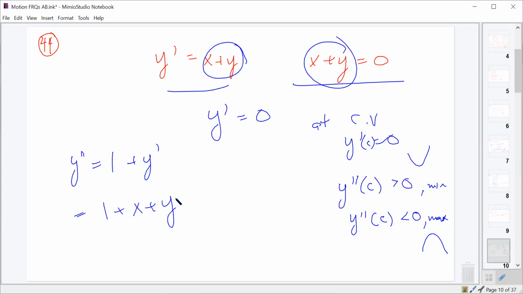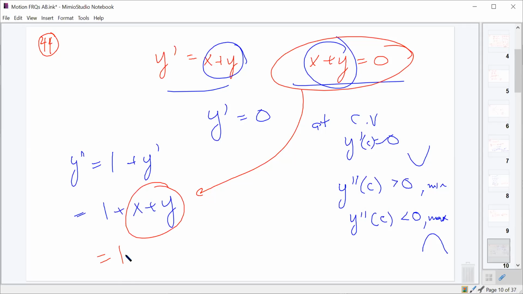Right? And well, we know that x plus y is equal to 0. So y double prime is equal to 1, which tells us this is concave up. And since it's concave up, it should be a min. That makes sense?